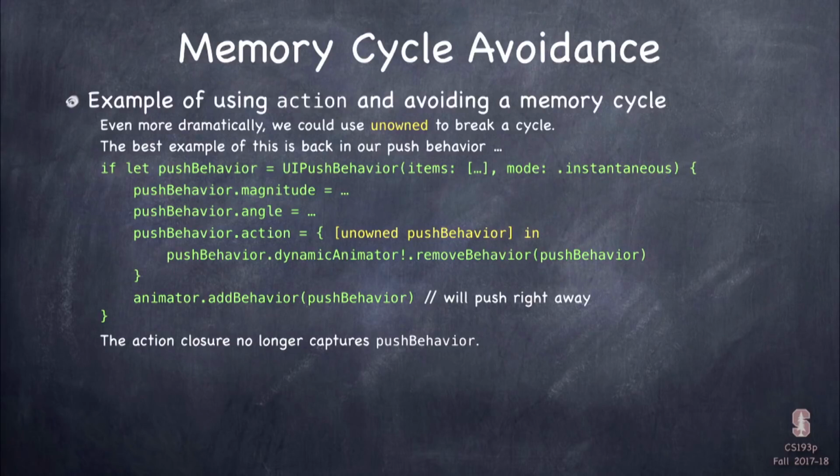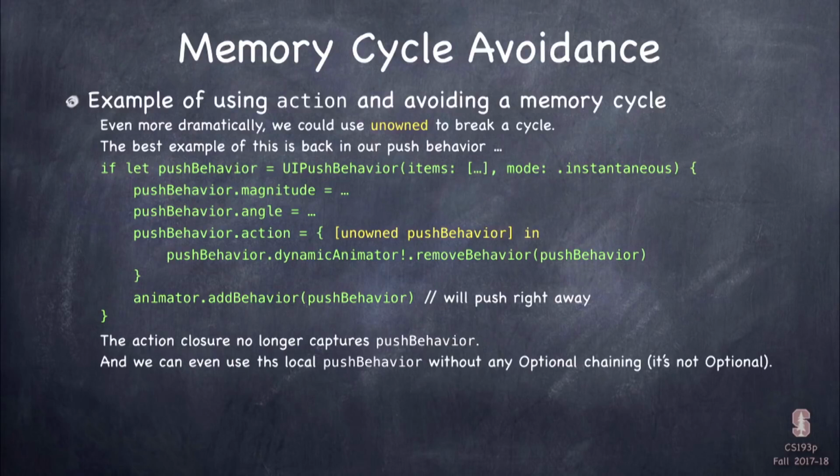Because now push behavior is no longer managed by the reference accounting system, but push behavior better be in the heap right here, okay? If it isn't in the heap, we're going to crash. But of course, push behavior is going to be in the heap there. Push behavior couldn't possibly even be executing here if its action could not be executed if it wasn't in the heap. So we're guaranteed that push behavior is going to be there.